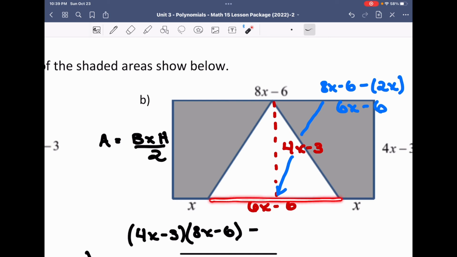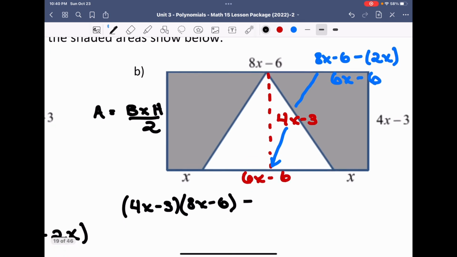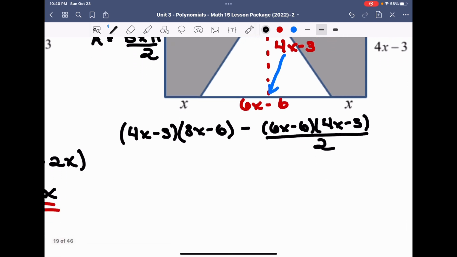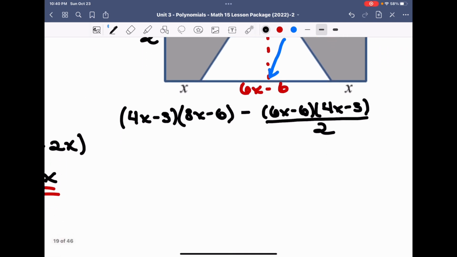So on the bottom here, I can write 6x minus 6, and that represents just the base of the triangle. Now, I'm taking the area of the entire square, which is our component written here, and subtracting the area of the triangle, which is base times height divided by 2, or 6x minus 6 times 4x minus 3 all over 2. Okay, this is going to take a bit of work to expand here.